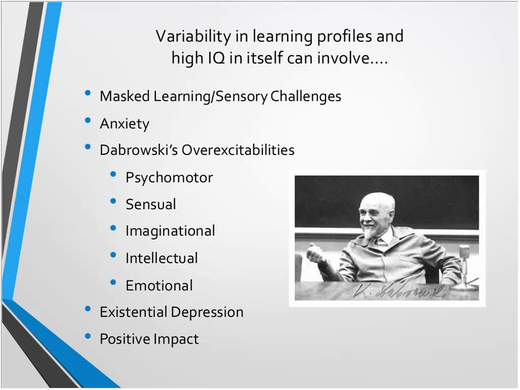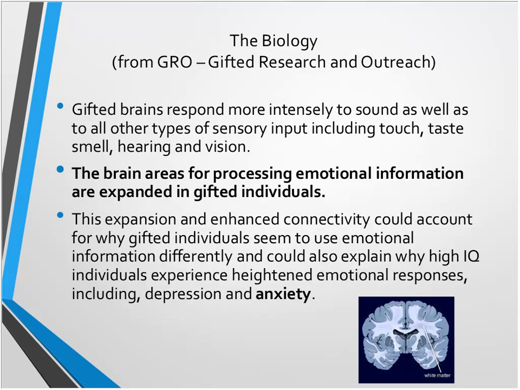With this variability in learning profiles, we've talked about how learning and sensory challenges can be masked because of the kids' ability to compensate, and the anxiety that these kids live with. Now I just want to get into the overexcitabilities, also called intensities, that these kids can have: psychomotor, sensual, imaginational, intellectual, and emotional. A lot of these kids, even really little kids, can deal with existential depression. And of course, being gifted has a lot of positive things to it, so we want to help them access the positive things.